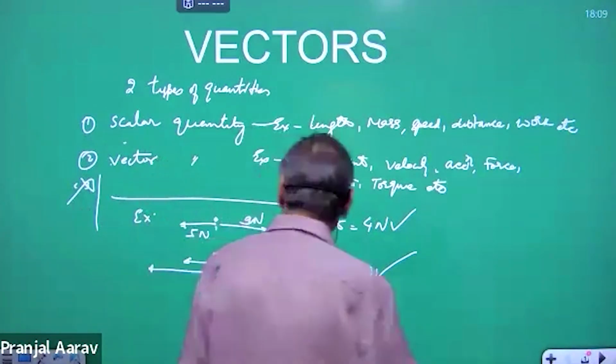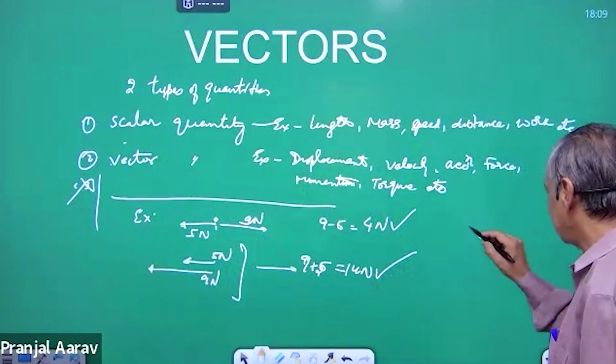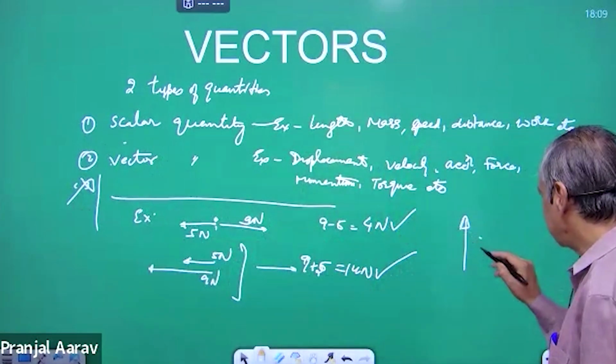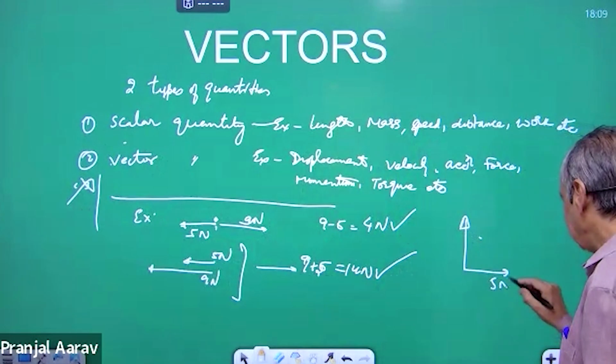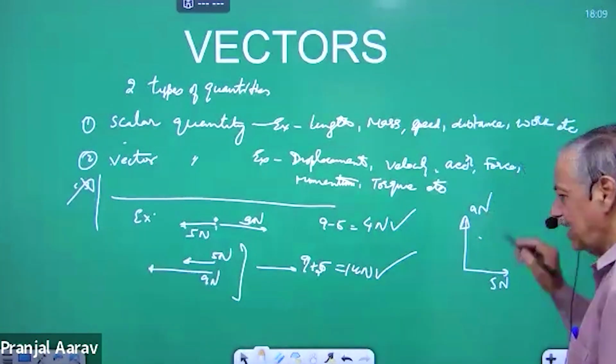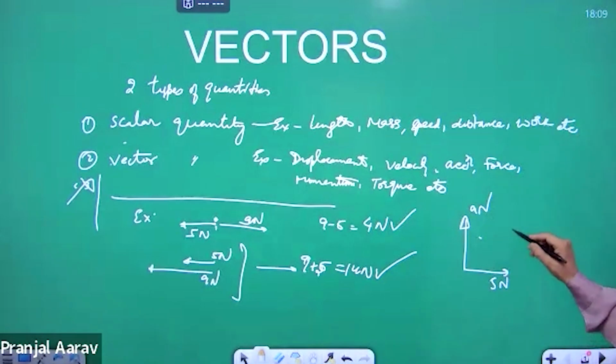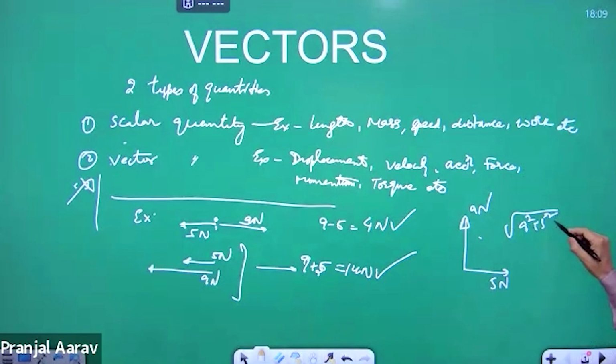But suppose this 9 and 5, they are like this. 5 Newton and 9 Newton. Then what is their effective value? The effective value is root of 9 square plus 5 square. 81 plus 25, that is root 106. That comes to 10.3 Newton.